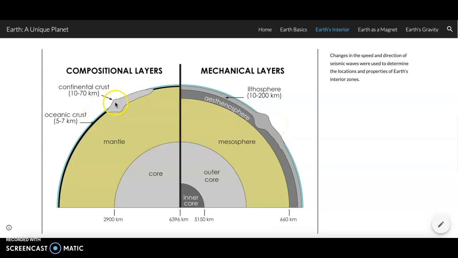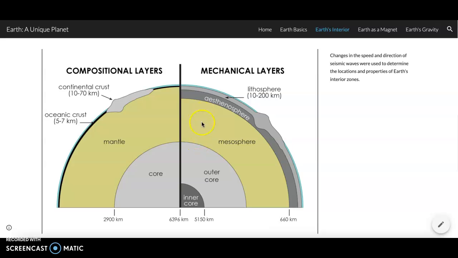On the compositional side, we call this the crust, the continental crust or the oceanic crust. Here we're just calling the whole thing the lithosphere because it tends to behave the same way, behaves like solid rock. Then we have this zone down here called the asthenosphere, and this is like a plasticky zone. It behaves like silly putty, though a lot more viscous than silly putty. It's slower flowing than silly putty, but this layer we call the asthenosphere, and it's sort of the top third of the mantle if you're looking at the composition.